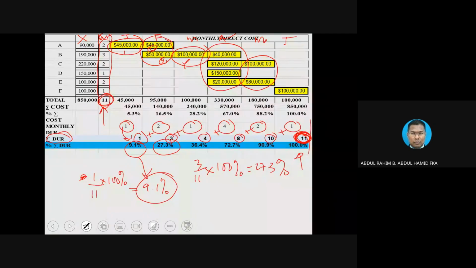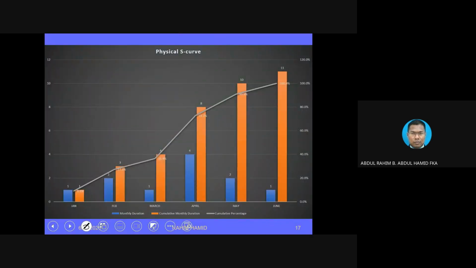When you take this row, or including what we call the capping there, then you put it into Excel, you can plot the graph. This is the graph that you get. This is the duration, this is the percentage, and those are the things that we call the physical S-curve.